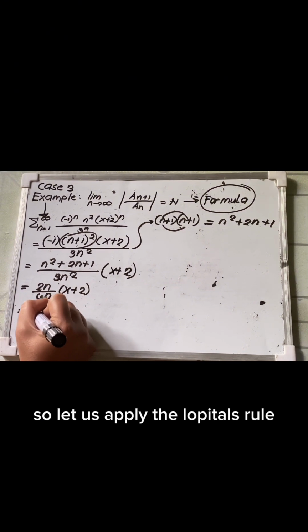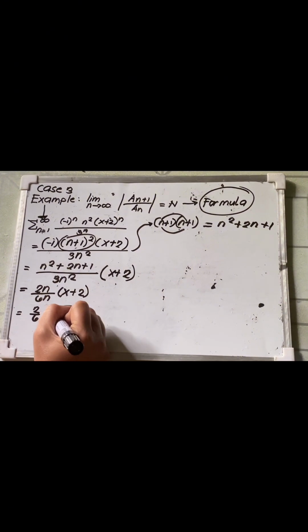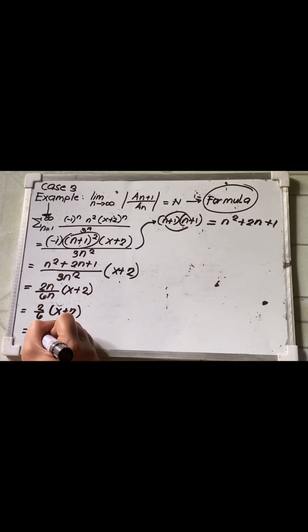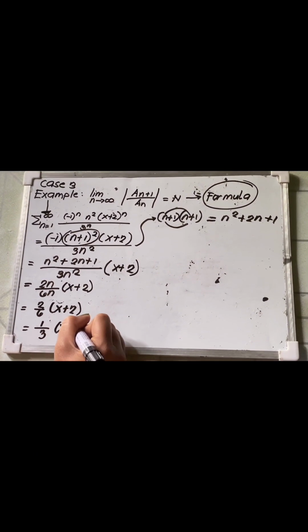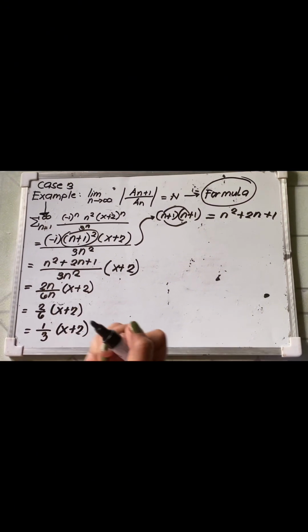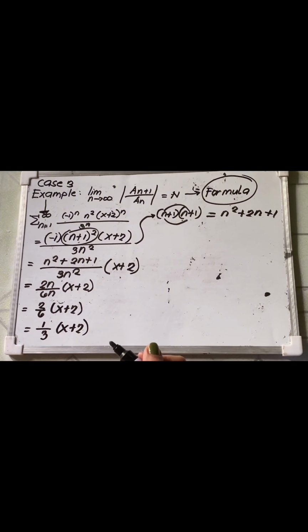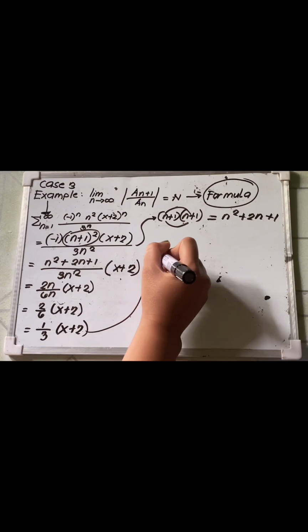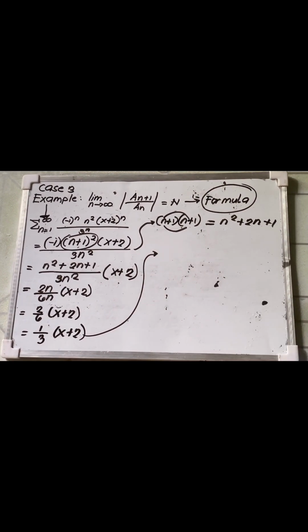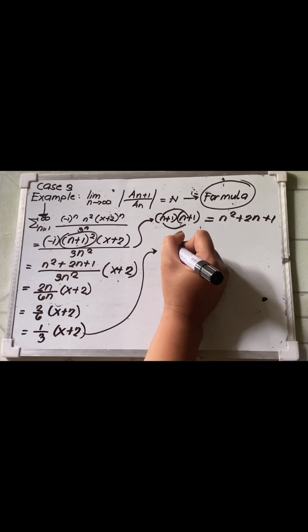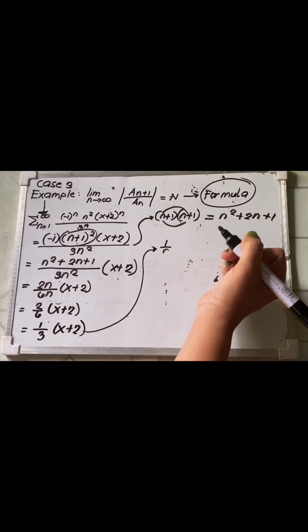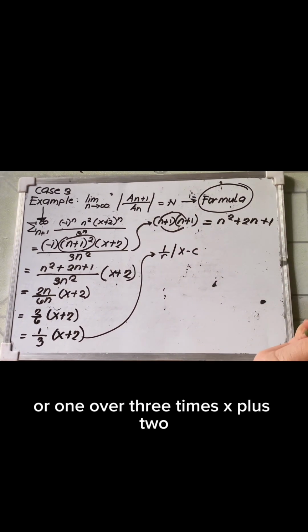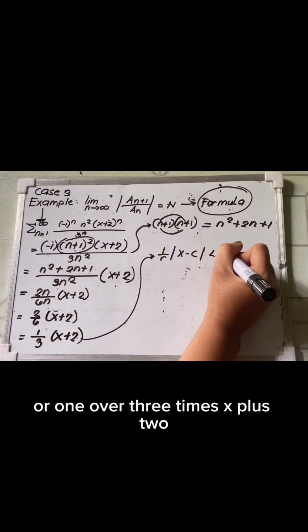So let us apply L'Hopital's rule. So the limit as n approaches infinity of 2n plus 2 all over 6n times x plus 2. So the answer is 2n all over 6n times x plus 2. So it is also an indeterminate form, so we need to apply L'Hopital's rule again. So 2 over 6 times x plus 2 is equal to 1 over 3 times x plus 2.